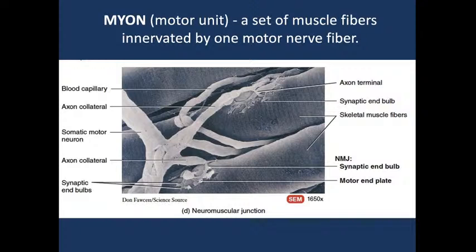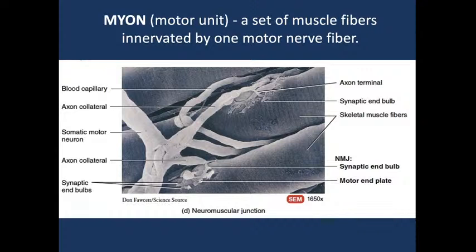Another definition I'd like to share with you is the myon, or motor unit. It is a unit that includes nerves and muscles. What does it mean, myon, or motor unit of muscles? It is a set. Let me explain in other words.